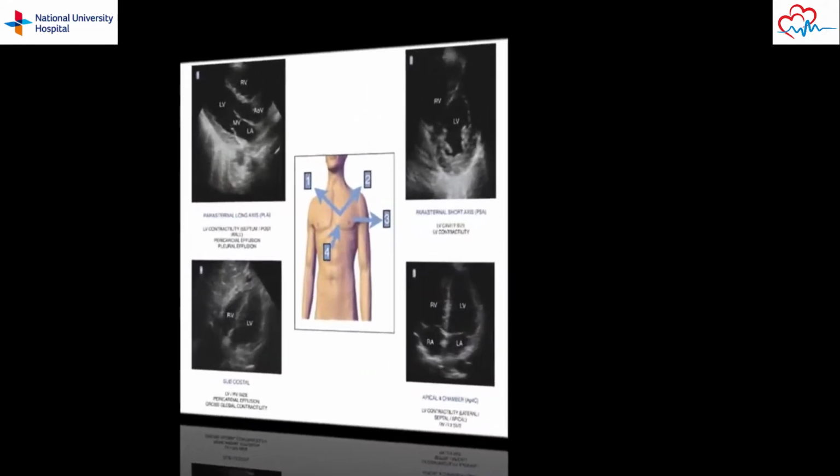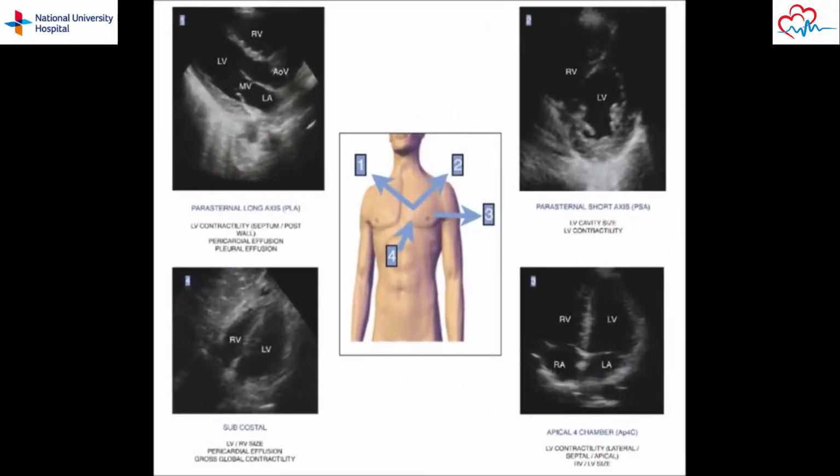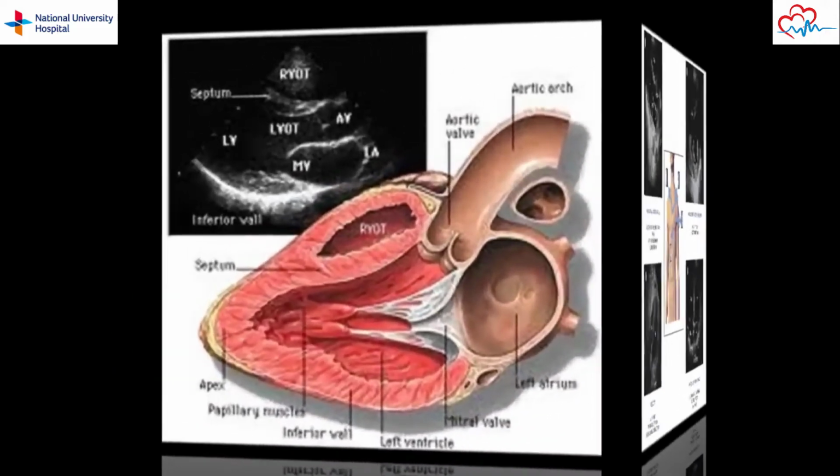Let's now go through the 5 views in more detail. The figure summarizes the views that are used for Pocus Cardiac. We first obtain the parasternal long axis view followed by the parasternal short axis view. The apical 4-chamber view is then obtained followed by the subcostal 4-chamber and IVC view.